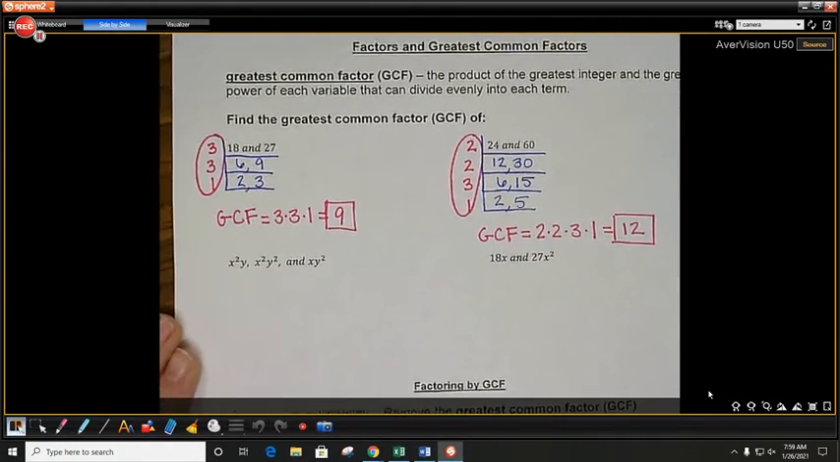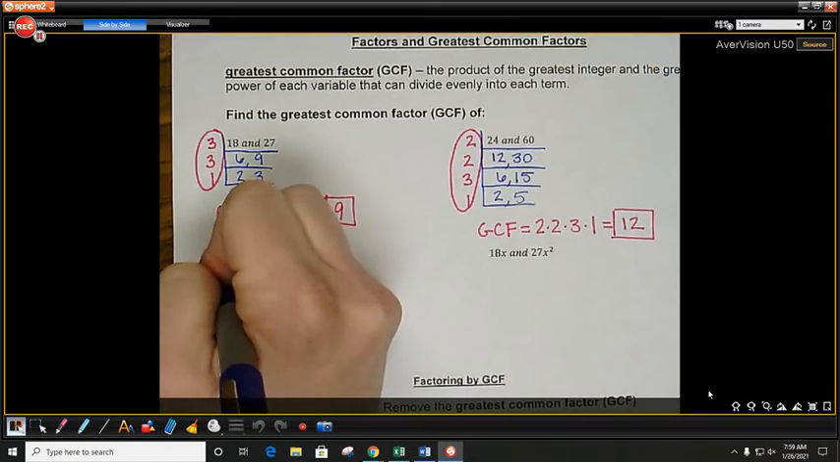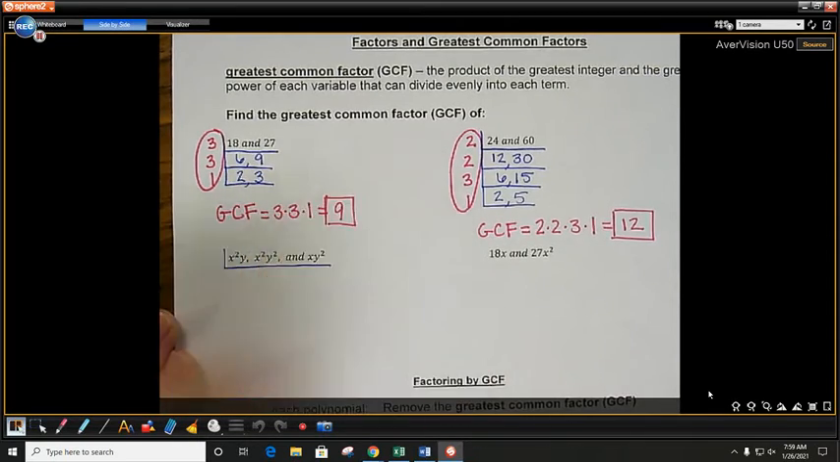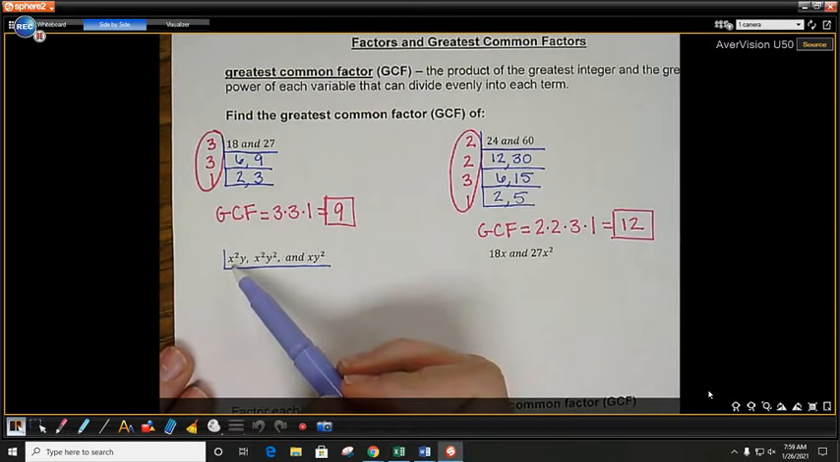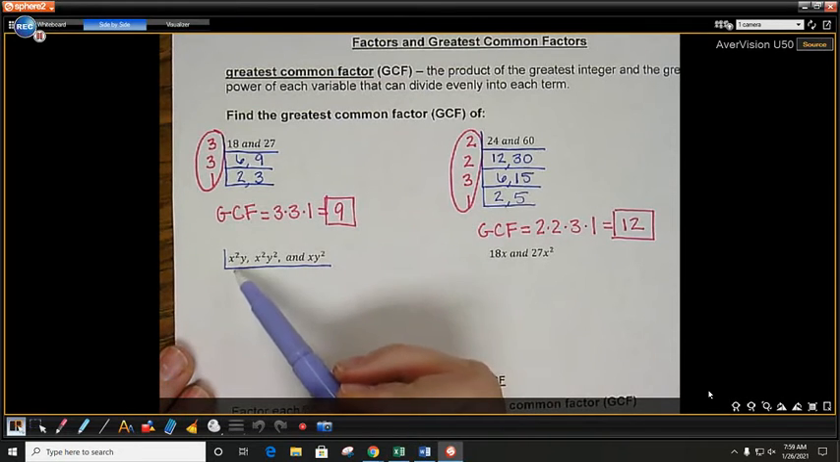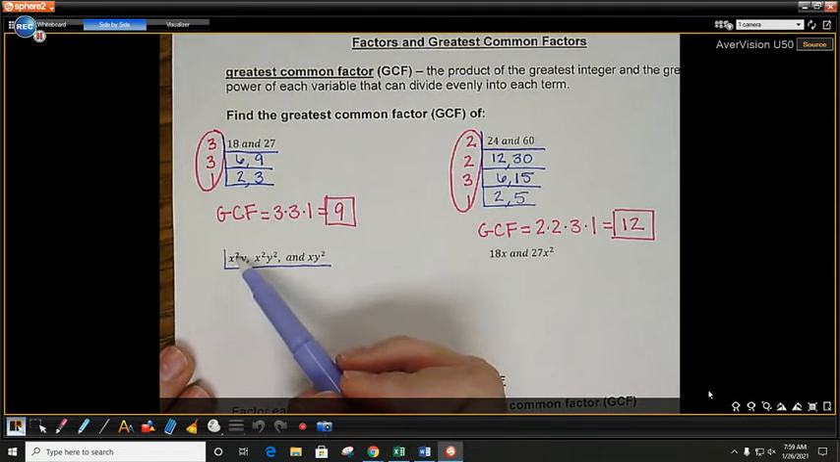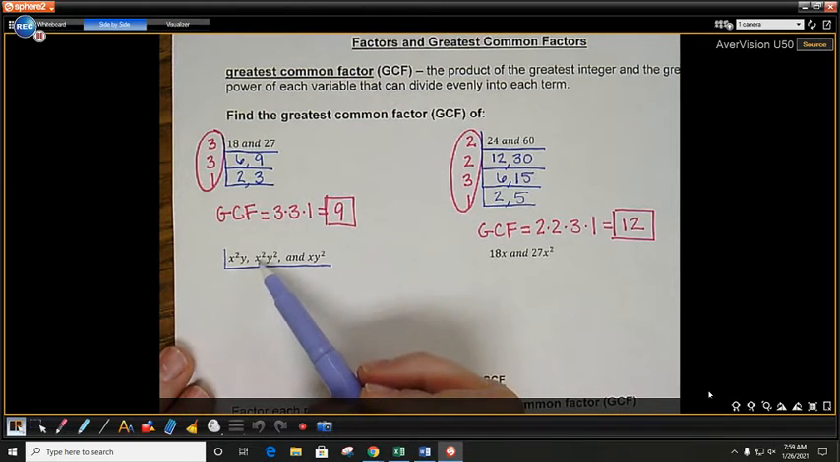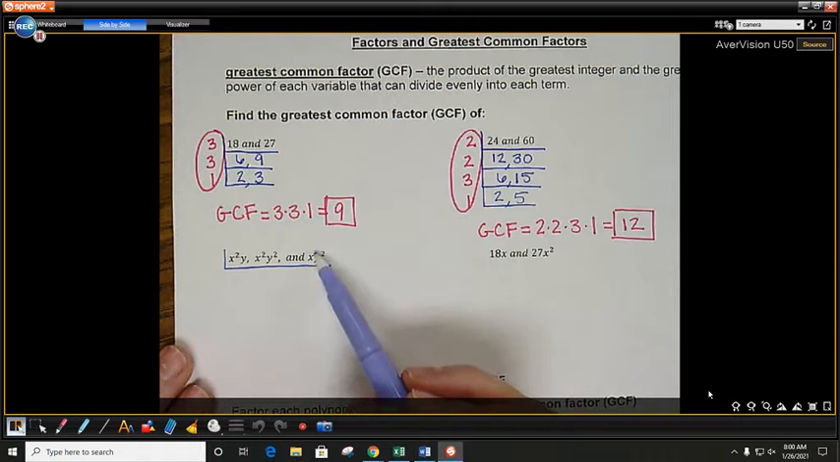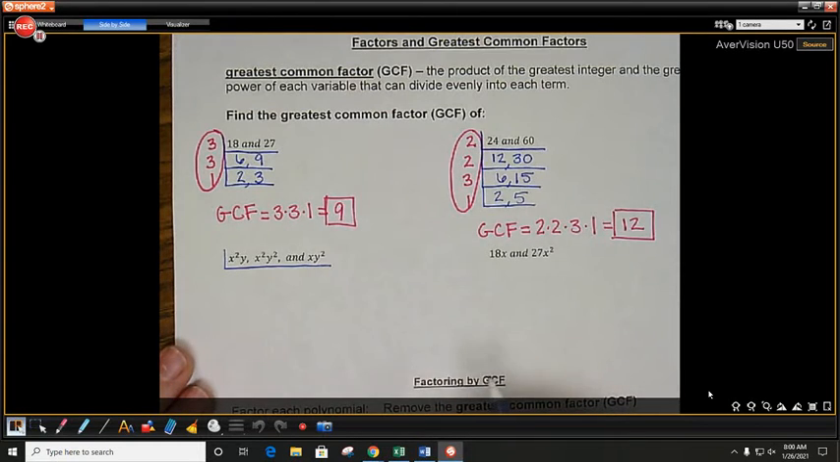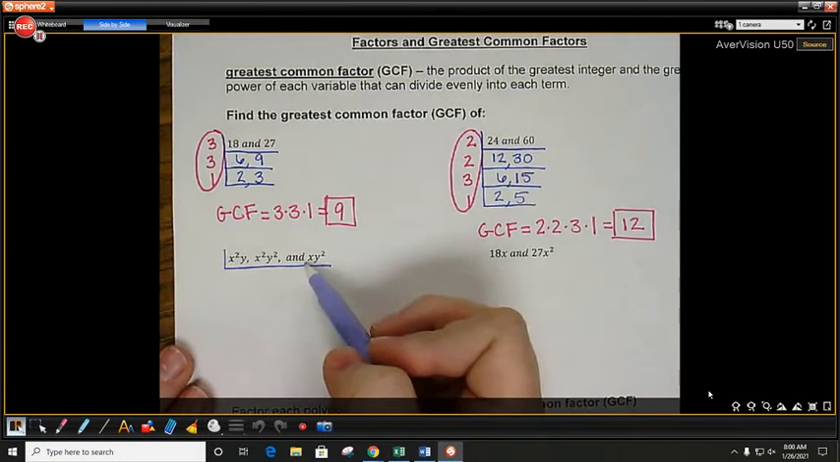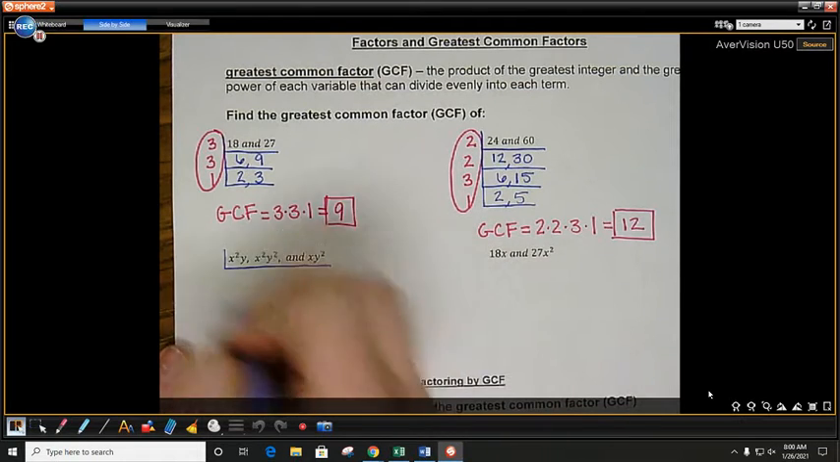Now we're going to look at what happens if we have variables. Okay, you can't take out more variables than they all have. Okay, so there's no coefficients here, so we're going to go straight to our variables. You want to look at each of your 3 terms. Is there an x here? Yes, you have 2 of them. Is there an x here? Yes, you have 2 of them. Is there an x here? Yes, but there's only 1. So you can't take out x squared because this last term only has an x.